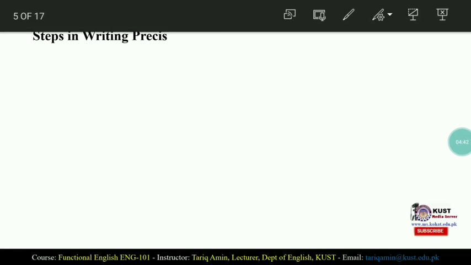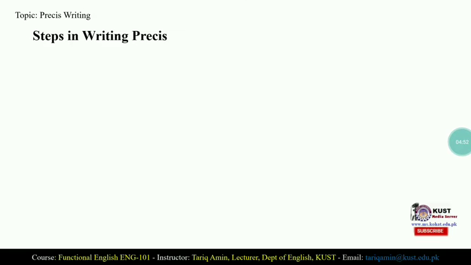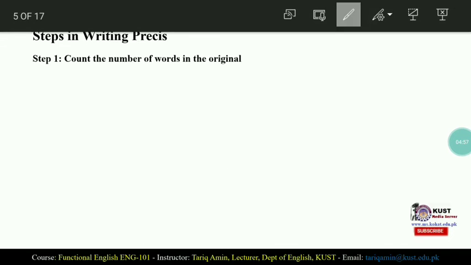Now there are some steps in writing precise. When you write a precise of an original piece of writing, you need to follow some steps. The very first step is to count the number of words in the original. There might be 1000 words in the original text, or there might be 200 words, 300 words, 500 words, 600 words. So first of all, you need to count the number of words in the original text.